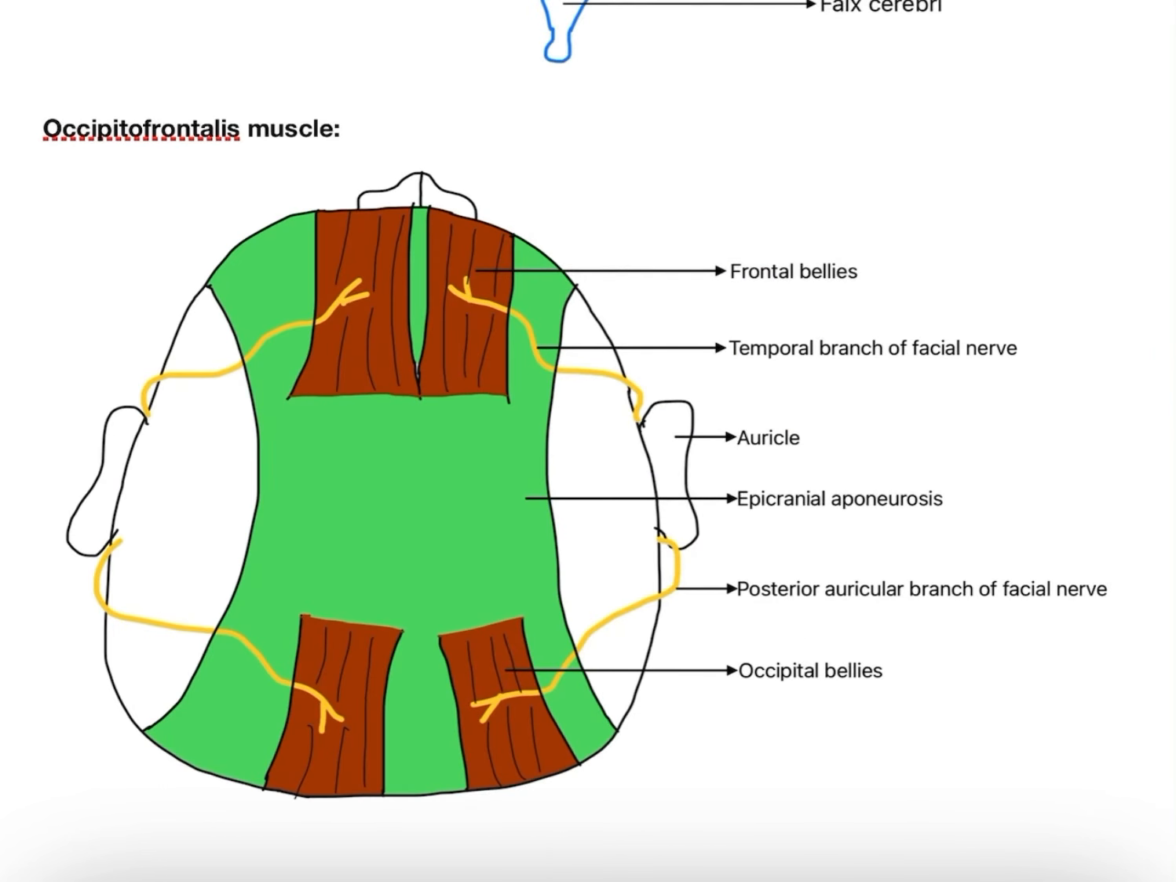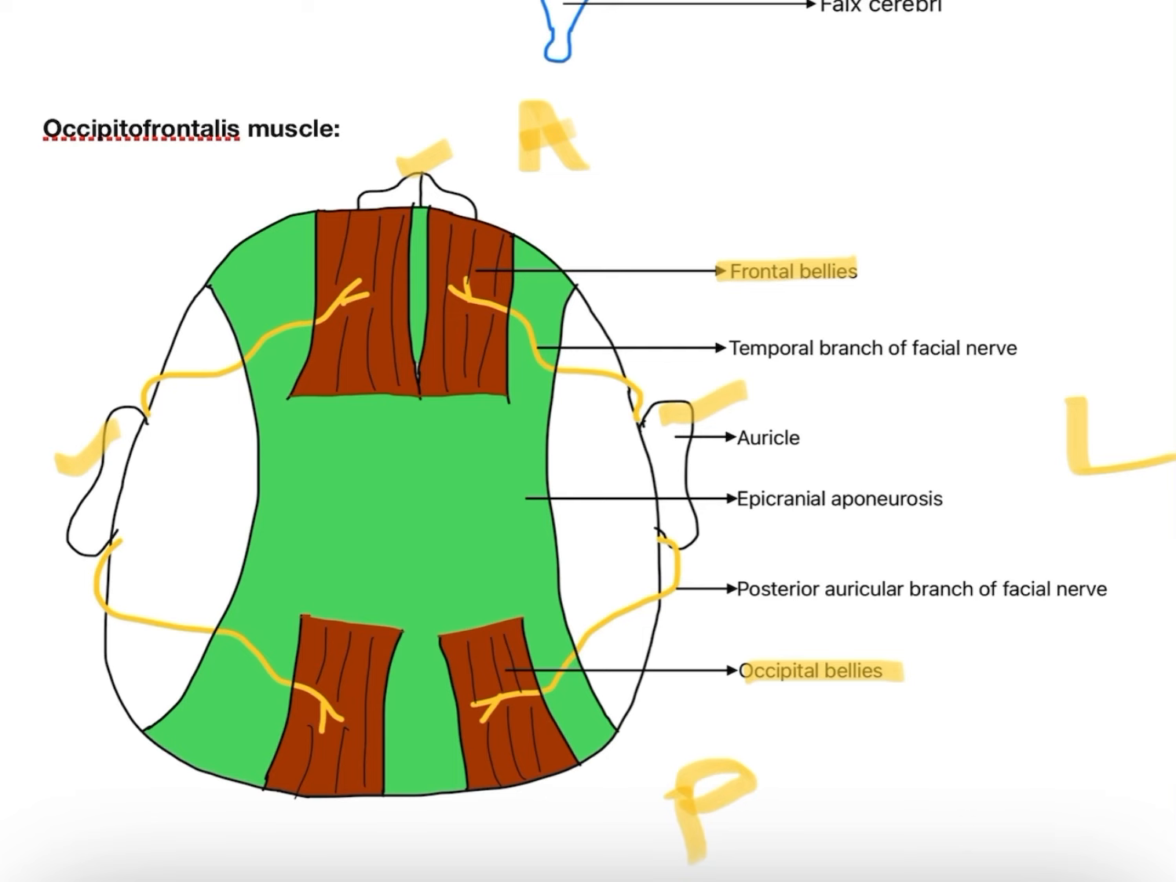Let us see briefly about occipitofrontalis muscle. As we already discussed, as your nose is present, this is the anterior side and this is the posterior side. These are ears, so these are lateral. Anteriorly, 2 bellies are present, those are frontal bellies, and posteriorly another 2 bellies are present, occipital bellies. Hence the muscle layer is known as occipitofrontalis muscle.